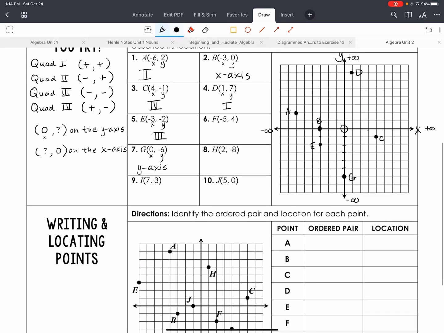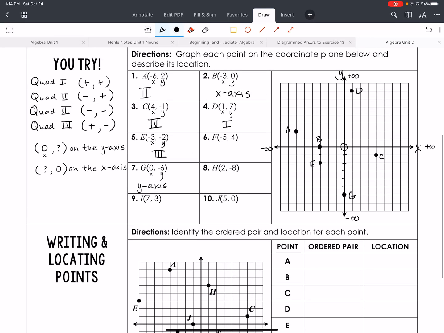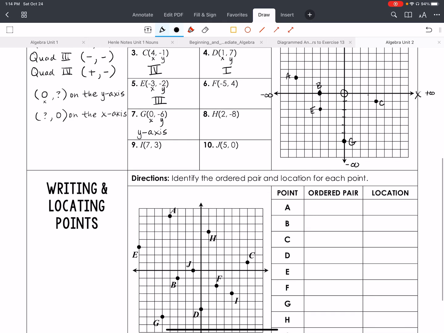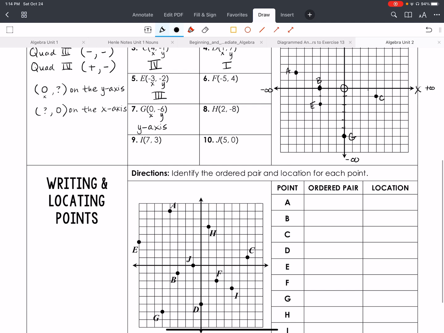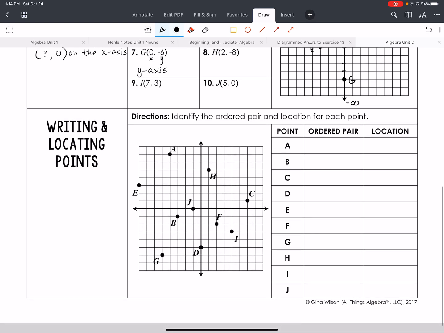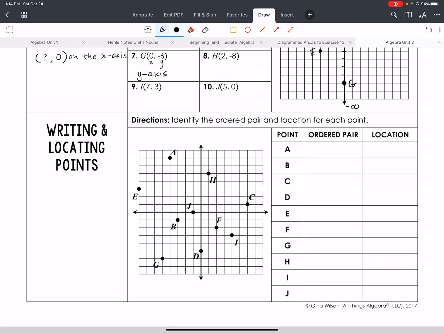Welcome back, students. So now instead of looking at an ordered pair and placing it on the coordinate plane, you are going to be looking at the coordinate plane and writing down what the ordered pair is. So they'll tell you the point right there, and you're going to locate it over here on the graph, find the matching letter.